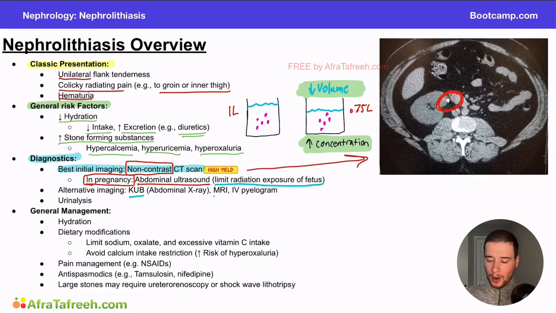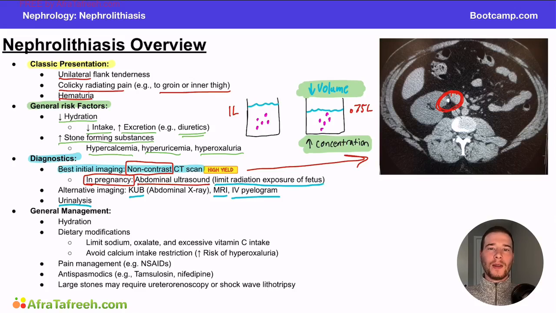You could also use an MRI, but we know that MRIs are very expensive and time-consuming, and you can also do something called an IV pyelogram, which is rarely used because we have access to CTs. Additionally, another thing you would want to do to work up these patients is to get a urinalysis. And what do you think this urinalysis would show? That's right, you might see some hematuria, potentially gross or microscopic hematuria on the urinalysis, indicating damage to the urinary tract, potentially being nephrolithiasis.